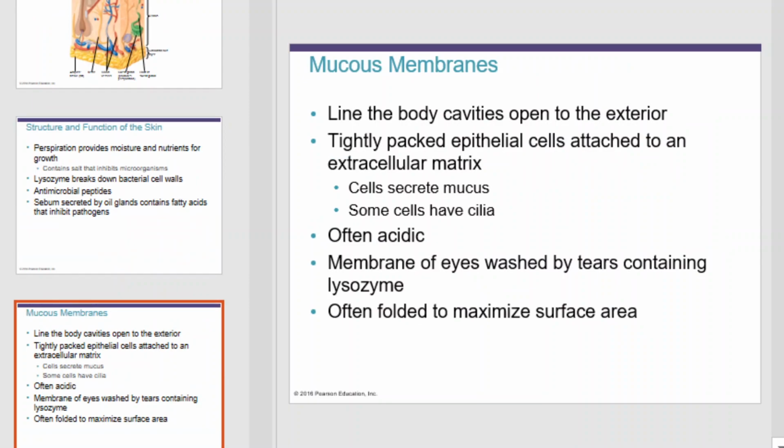Our skin has some necessary openings. Those openings to our body cavities are lined with mucous membranes. Mucous membranes are tightly packed epithelial cells attached to an extracellular matrix. Mucous membranes secrete mucus, and some of the cells in mucous membranes have cilia. The ciliated cells move the mucus in a direction such that anything embedded in the mucus, pathogenic or otherwise, can be dealt with appropriately. Mucus is often acidic, and mucous membranes are often highly folded to maximize their surface areas.